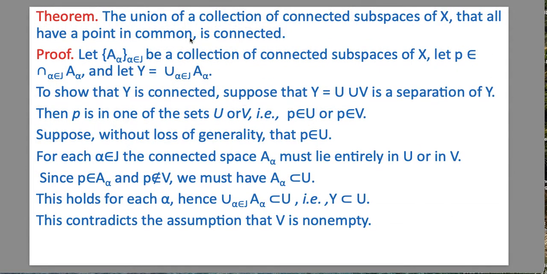One more theorem. The union of a collection of connected subspaces of X that all have a point in common is connected. Suppose A alpha, where alpha belongs to J, is a collection of connected subspaces of X. Let p belong to the intersection over alpha in J of A alpha, and let Y be equal to the union over alpha in J of A alpha. Now we have to show that Y is connected.